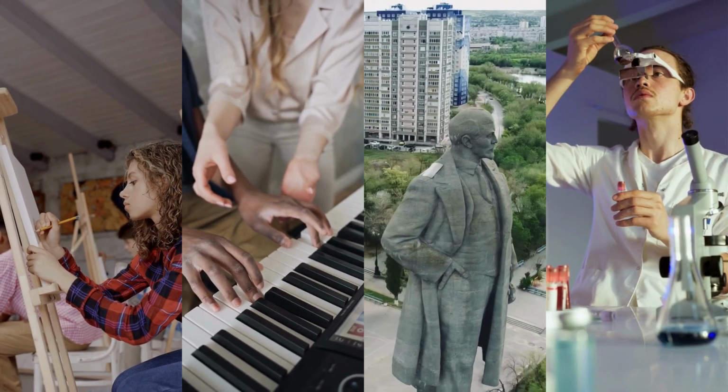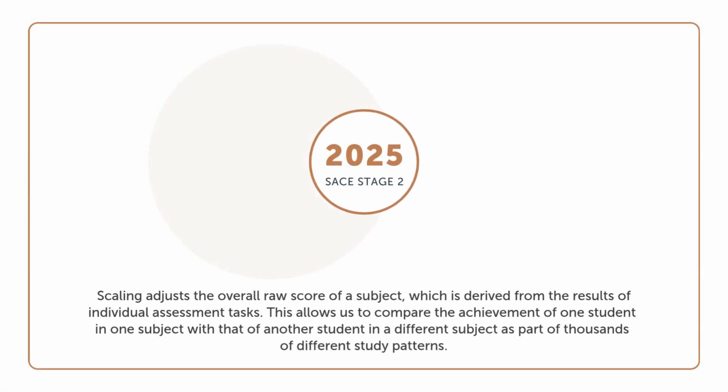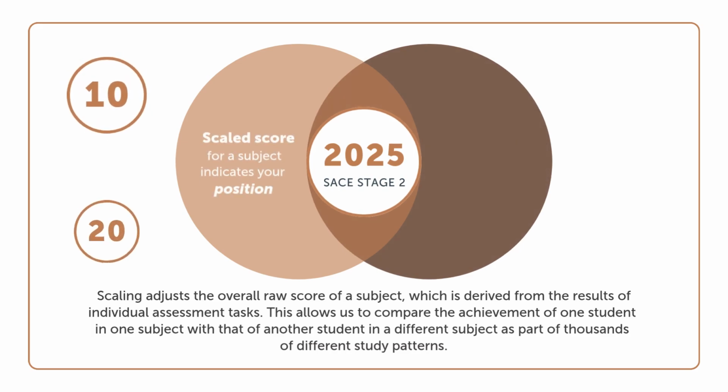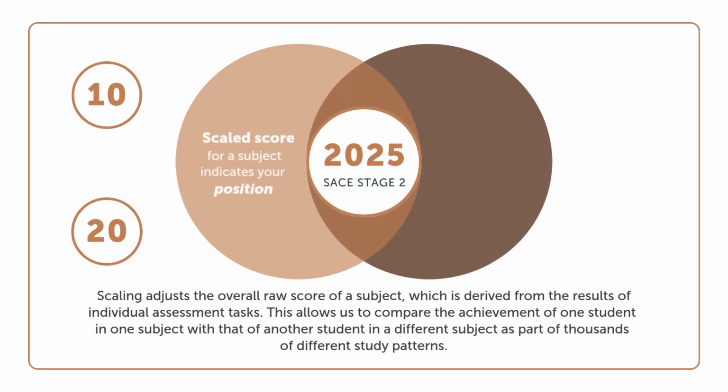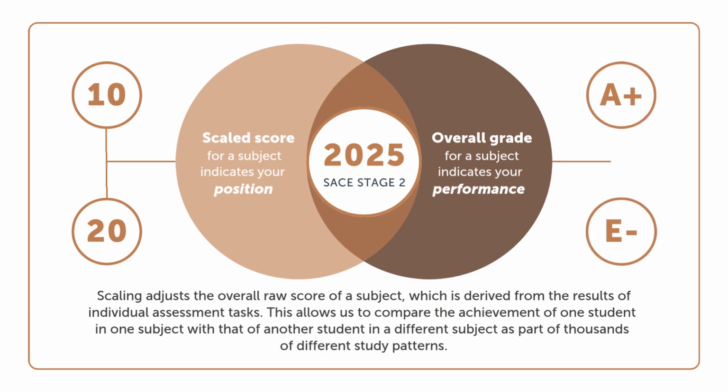So at the end of Year 12, for each subject, you'll get 2 things. A scaled score out of 10 or 20, depending on the credit value of the subject, which indicates your position, that is, how you performed compared to everyone else doing that subject, and an overall grade from A+ to E- that indicates your own standalone performance.